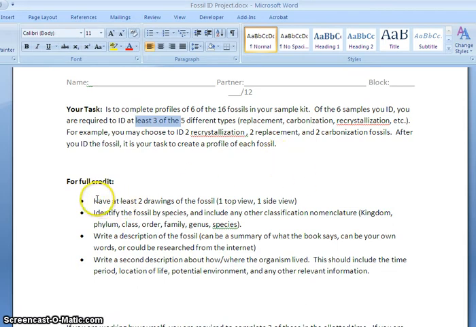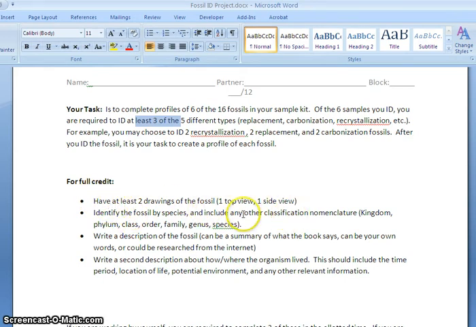Now, for full credit, you're doing this with drawings. So you're actually going to be doing this with paper. I've provided paper for you to do this. What you need to do is you're going to have drawings, okay? Identify the fossil by species.